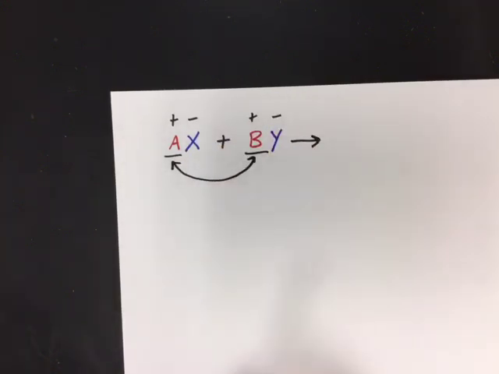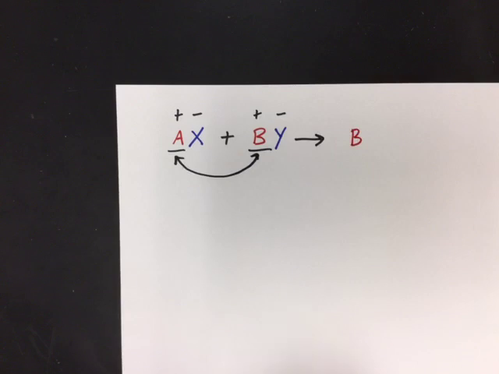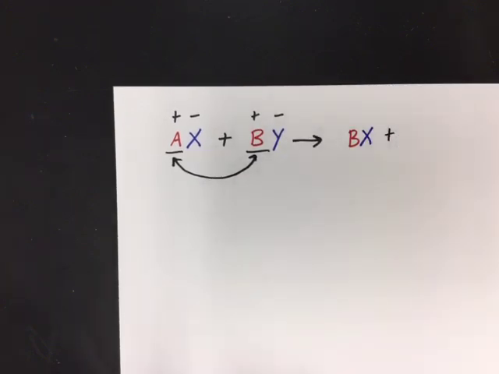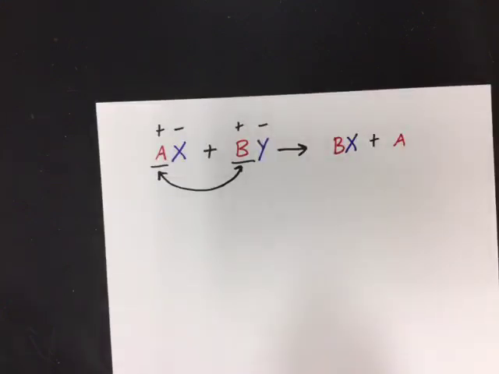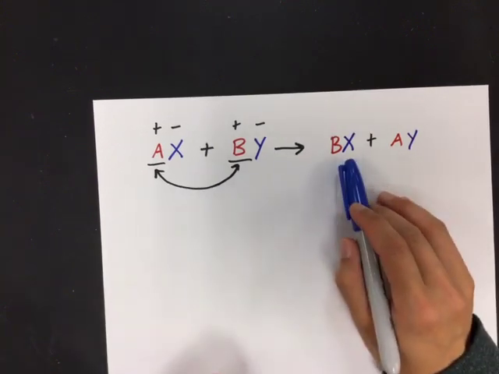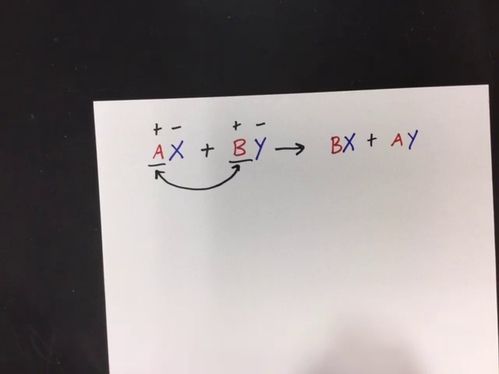If that happens, then our products would, instead of AX, now have B with X. B is the positive ion, so it will come first. The other product would be the combination of A and Y, and A is the positive ion, so it comes first. And of course, you would have to balance the charges of these ions in order to write the correct formula. But that's the general form of the reaction for double replacement.